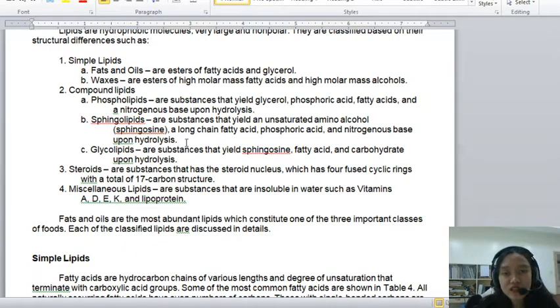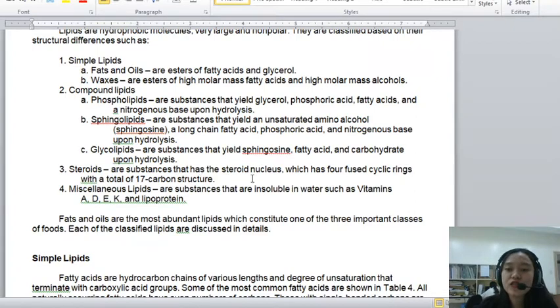These are substances that yield sphingosine, fatty acid, and carbohydrate upon hydrolysis. So, bakit carbohydrate? Diba? From the name itself, glycolipids. Meaning, molecule of carbohydrate combined with the molecule of your lipid. Third classification, you have steroids. So, steroids are substances that have the steroid nucleus, which has 4 fused cyclic rings with a total of 17 carbon structure. So remember, a steroid nucleus is always the same. It always has the same structure.